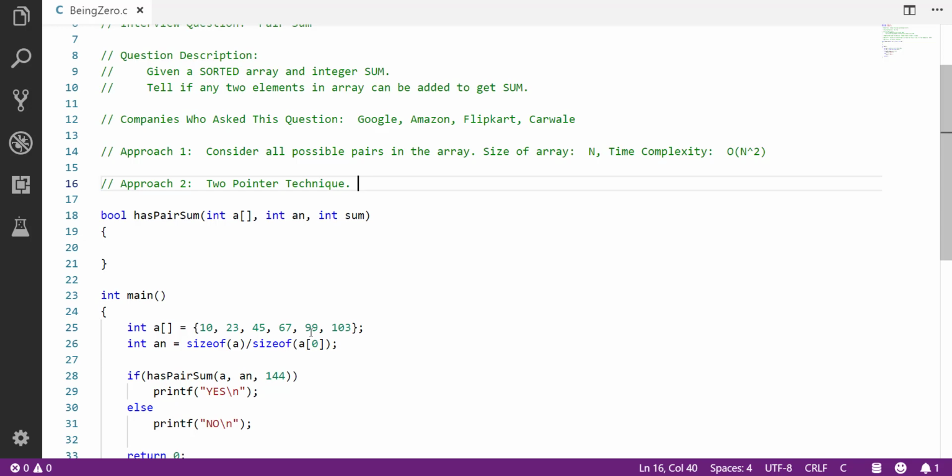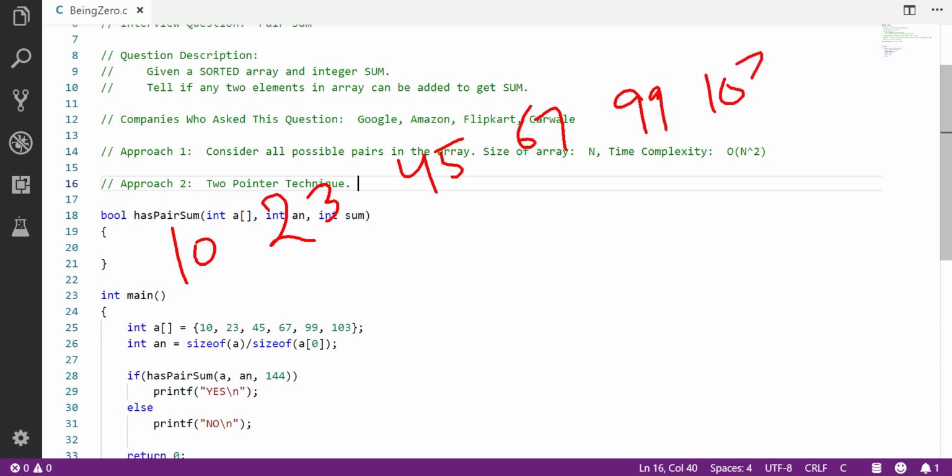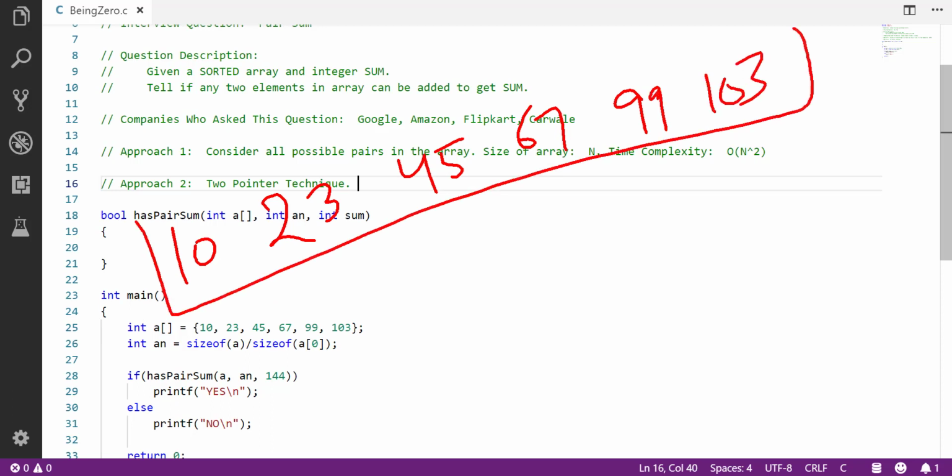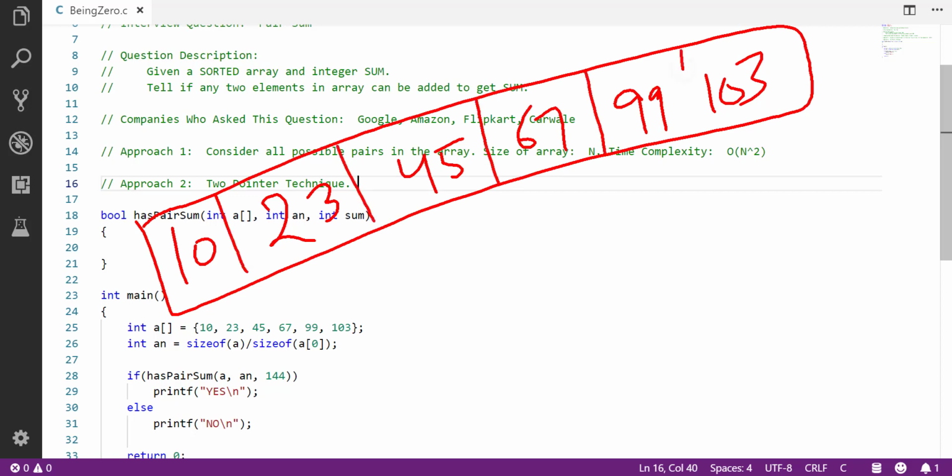So what this technique says is, let's take the array 10, 23, 45, 67, 99 and 103. This is our array. It says try to analyze pairs in such a way that we are not going more than n times. And how is that possible? The two-pointer approach suggests, let's take a pointer here. When we say a pointer, it's just the index. So initially we are at index 0, 1, 2, 3, 4, 5.